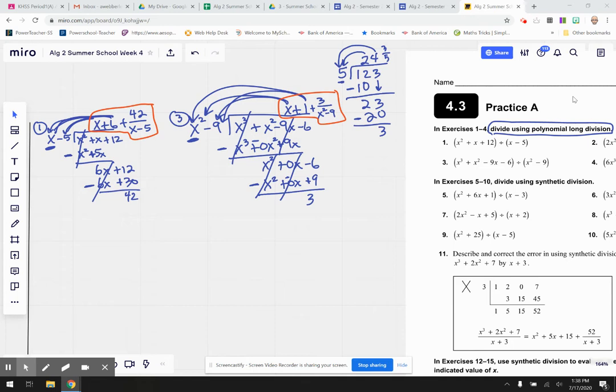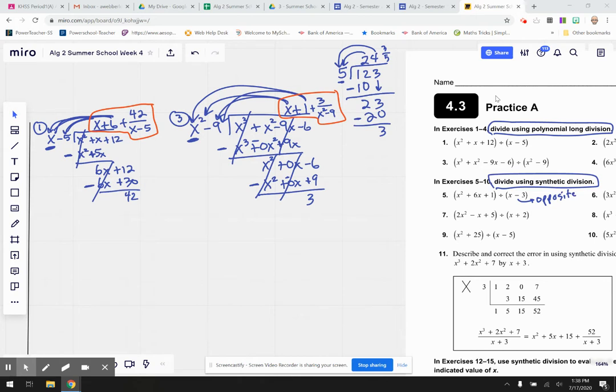All right, let's look at number 5 now. Now they're going to show us a new way called synthetic division. Synthetic. In my opinion, it's actually easier. So I think you're going to like this one. Okay, so this one is telling us to use synthetic division. Here's how it works. We want the opposite of the last number. Opposite.